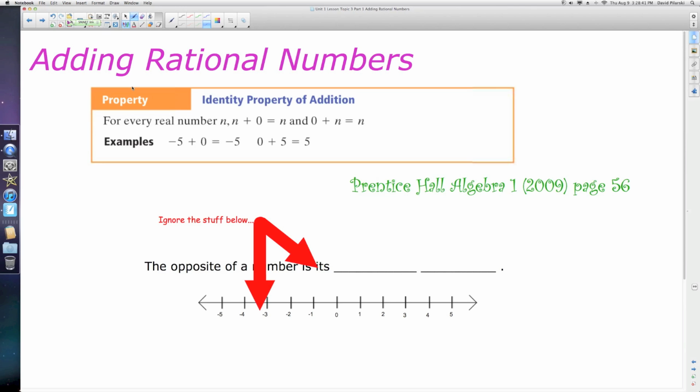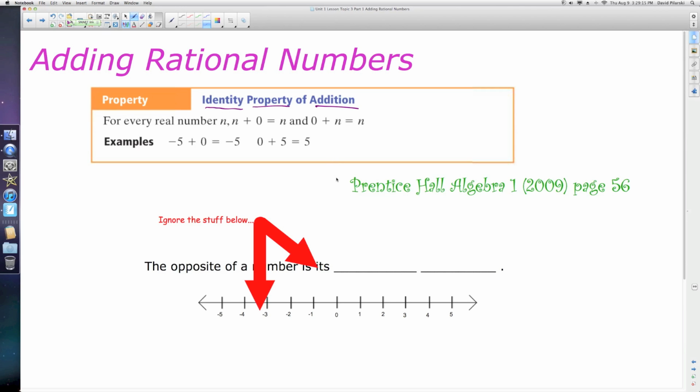Here we're going to start talking about adding rational numbers, and something that you should know from when you're younger is the identity property of addition. That identity property of addition basically says that anything plus 0 is that anything. Very algebraically, it says for every real number n, where n is any real number, n plus 0 is equal to n. Whatever you start with plus 0 is equal to whatever you start with. And the same goes for the switcheroo there: 0 plus n is equal to n. 0 plus what you start with is equal to what you start with.